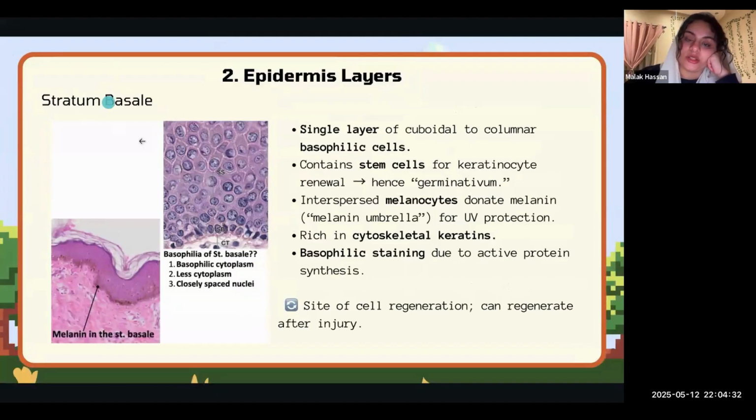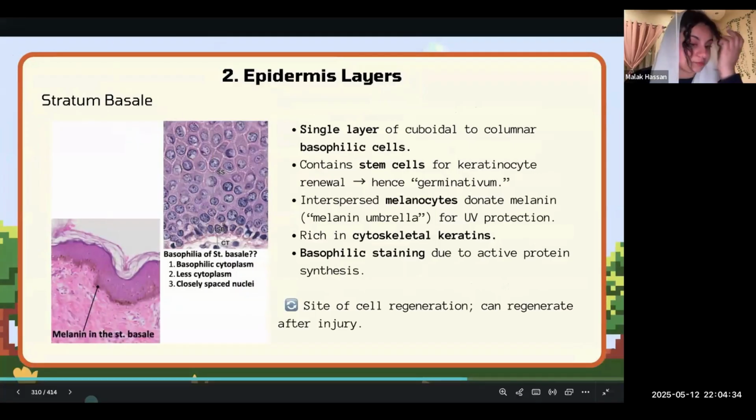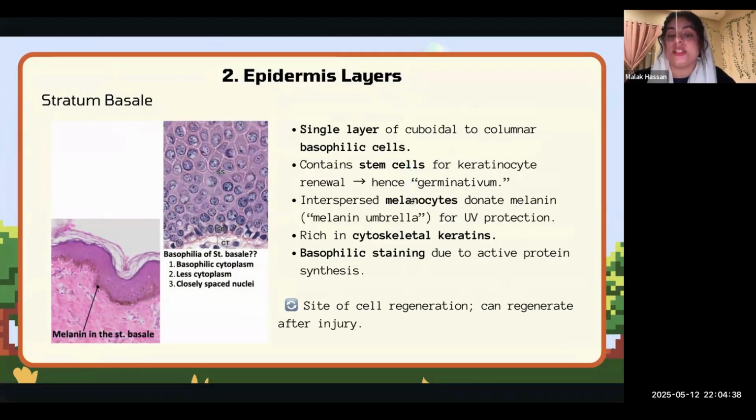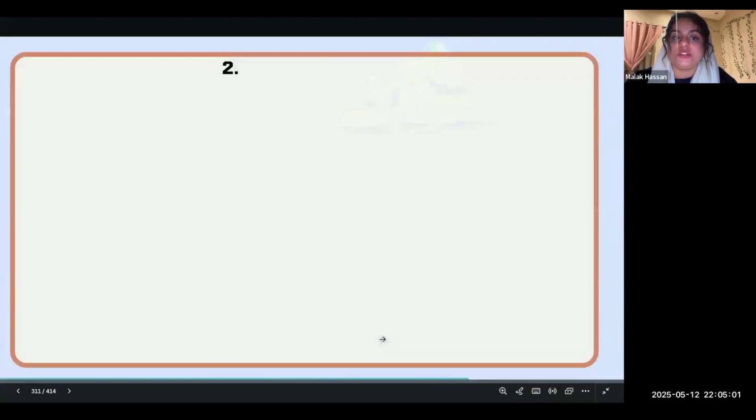Let's start talking about stratum basale. Stratum basale is a single layer of cuboidal to columnar basophilic cells, and it contains stem cells for keratinocyte regeneration. So it's called the germinativum, right? And it has melanocytes here and there to donate melanin for UV protection. It's also rich in cytoskeletal keratins, and it has basophilic staining due to active protein synthesis. Now, this is the site of cell regeneration. It can regenerate after injury.